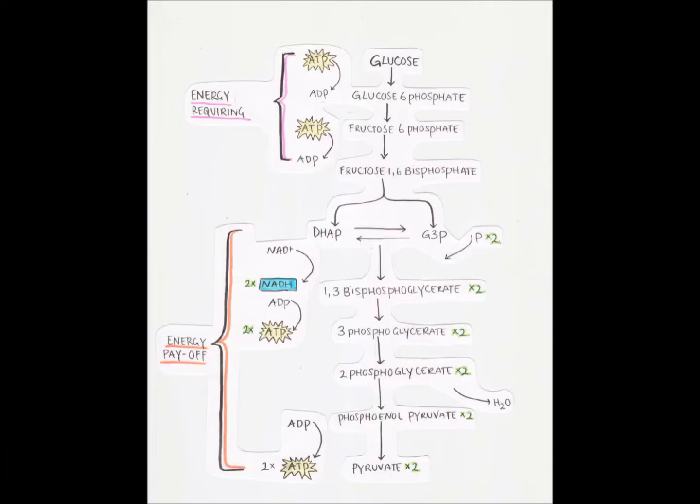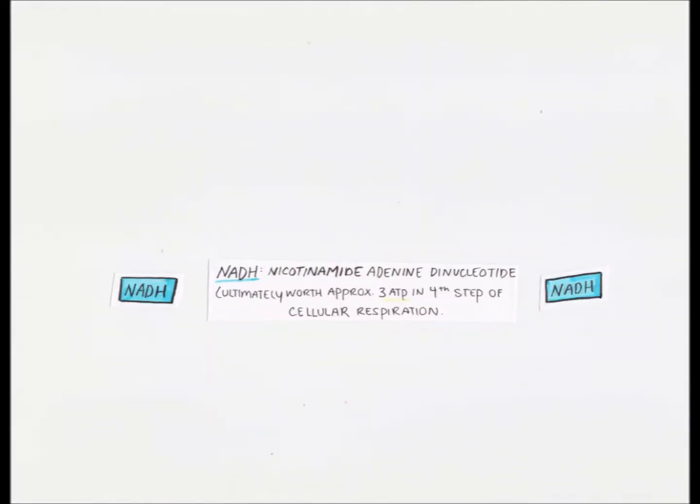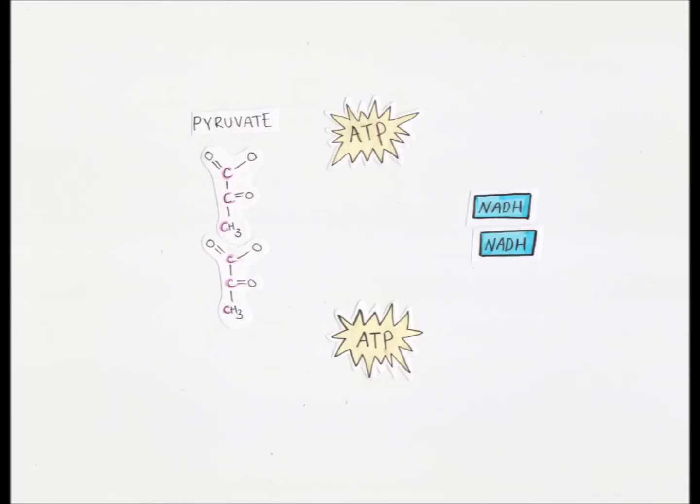During the first 3 steps of glycolysis, we have an energy requiring stage. The following 7 steps are the energy payoff stage. The net products of the reaction are 2 ATP molecules, 2 NADH molecules, and 2 pyruvate.